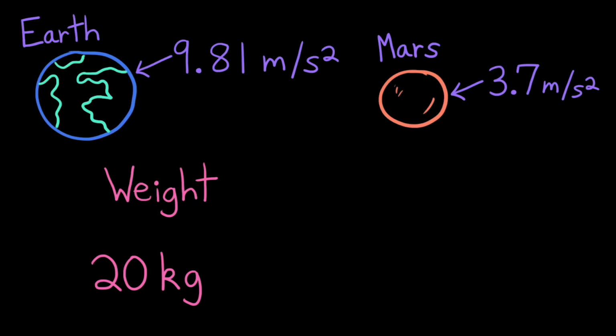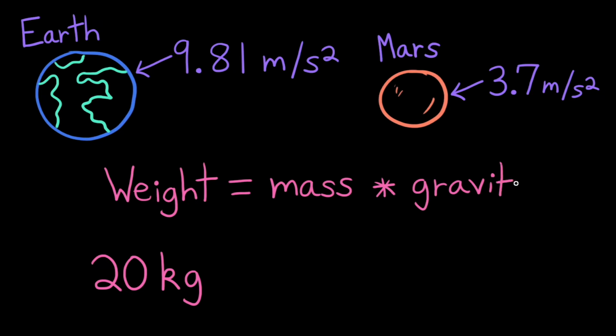Let's design a program with chain conditionals. We want to build a program that calculates an object's weight on different planets. We have the formula for this already. Weight equals mass times gravity. So if we know an object's weight on Earth, we can divide by Earth's gravity to get the mass.